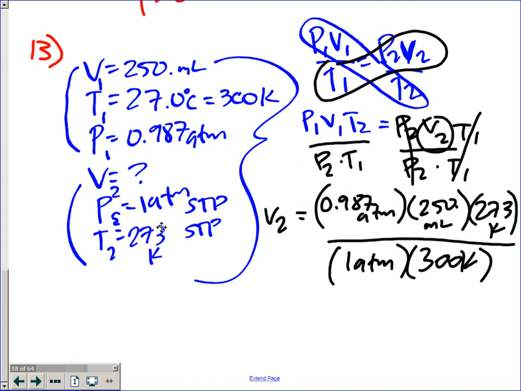And then if you're watching, you'll see the units cancel all except for the one you want. So what pressure unit cancels? Atmospheres and Kelvin, and then milliliters is the only thing left, which is a good volume unit. You guys just make sure you put parentheses if you're doing this all on your calculator at once. Put all this in parentheses, and then divide by the denominator, all in parentheses, so your calculator knows what's going on.